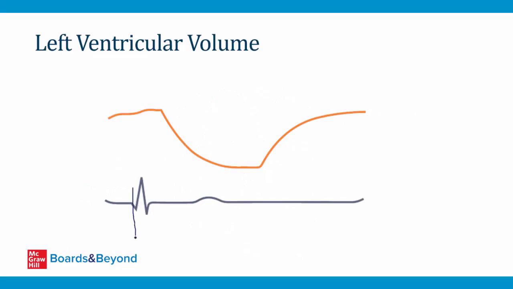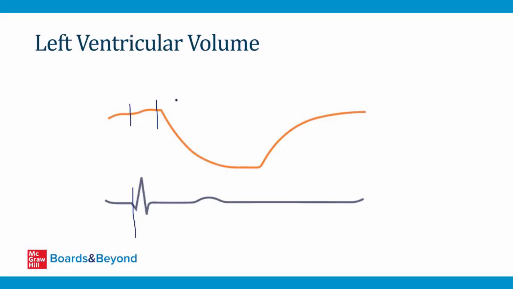So the QRS complex always represents the start of systole. That's when the myocytes in the left ventricle depolarize and start to contract. Notice that initially when that happens, there's this brief period where volume doesn't change. This is called isovolumic contraction. And what's happening is the ventricle is contracting, but the aortic valve hasn't opened yet, so blood can't leave the ventricle. Instead, what it's doing by contracting is simply building pressure.